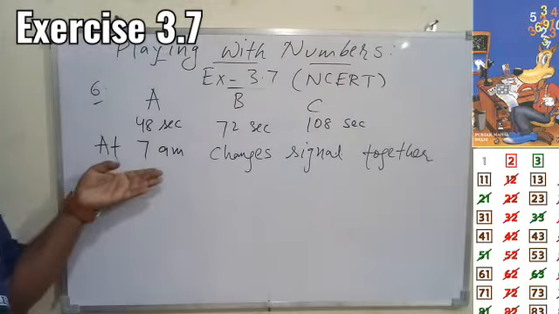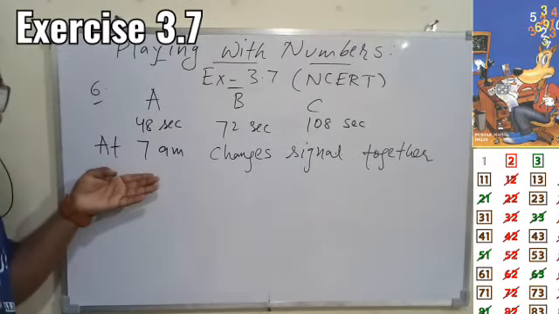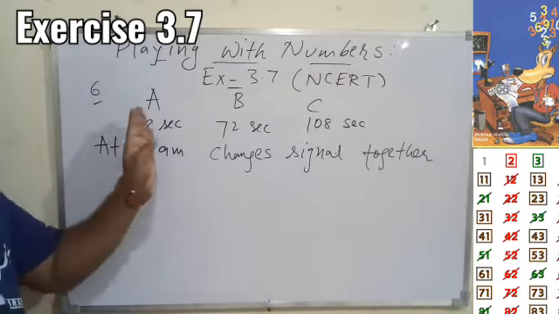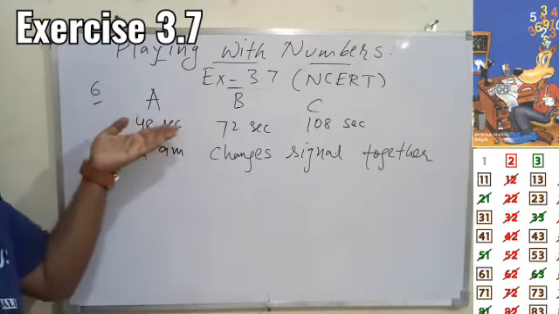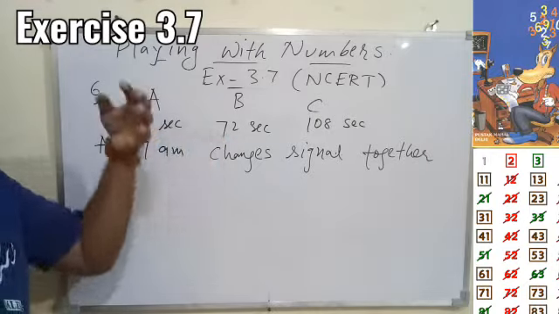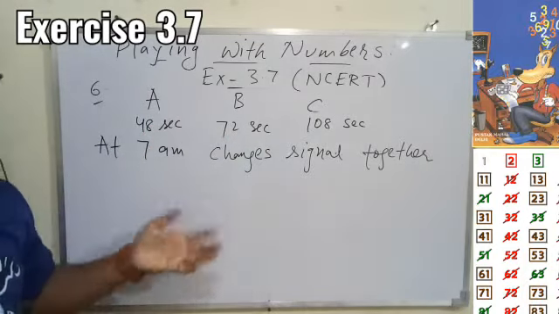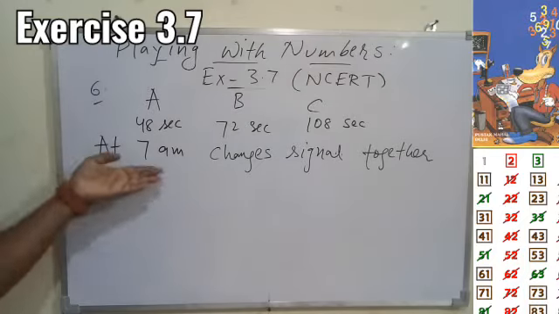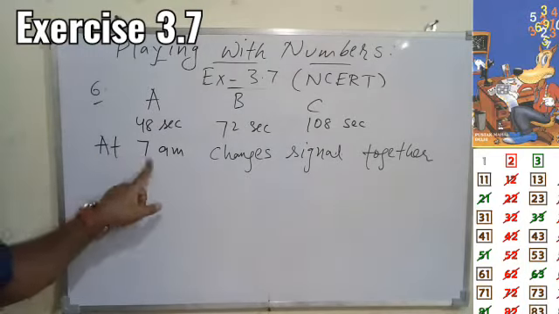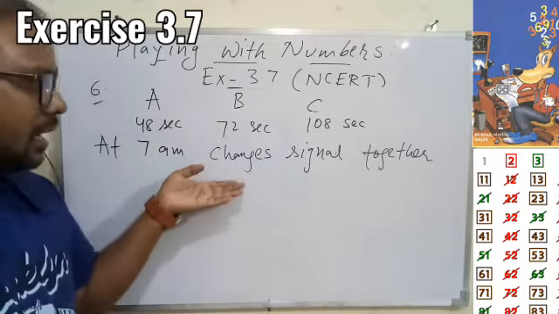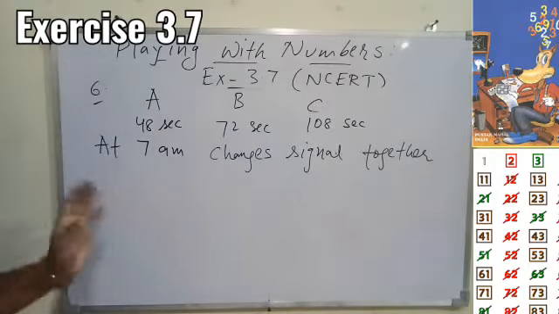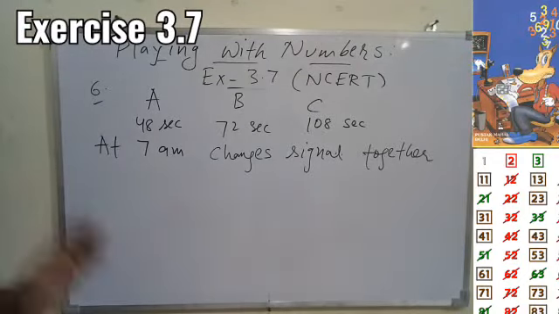So after 7 a.m., at what time will they again change their signal together? Because the timings are different, if one is going from red to green, another may not be; another may be red only, or green only. That is possible. But it is given that at 7 a.m. all three change their signal together. Now what will be the next time at which all three will again change their signal together?